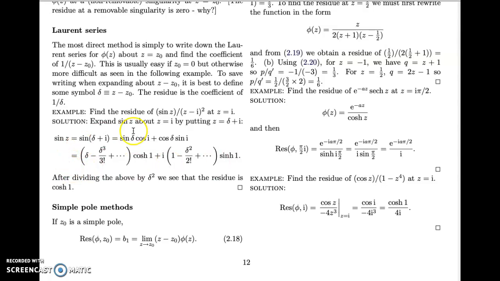So that's sin z. We then just need to divide sin z by delta squared. If we divide all of this by delta squared, we look for which term is multiplying 1 over delta. There's only one term which is going to give us 1 over delta: delta divided by delta squared is 1 over delta. The coefficient of that is cosh 1. So that means the residue is cosh 1.